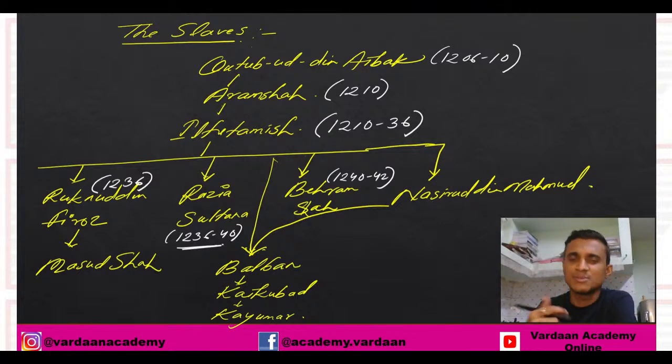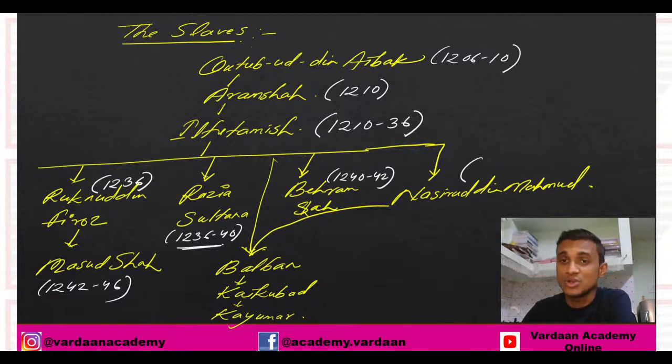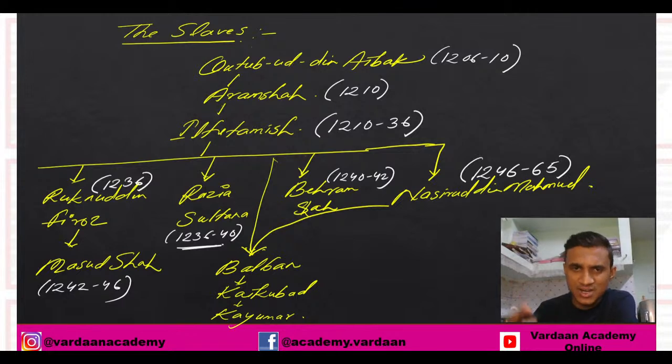Okay. After Behram Shah, we will see Mashud Shah. Mashud Shah is going to be there for 4 years till 46. Okay. And after Mashud Shah, we will see Nasiruddin Mahmud, who is going to be there for quite a long time. Okay. And he will be there from 46 till 65. Okay. After 65, his father-in-law Balban is going to rule. He will be the next Sultan, and he will start ruling in 1265, and he will rule up till 87.